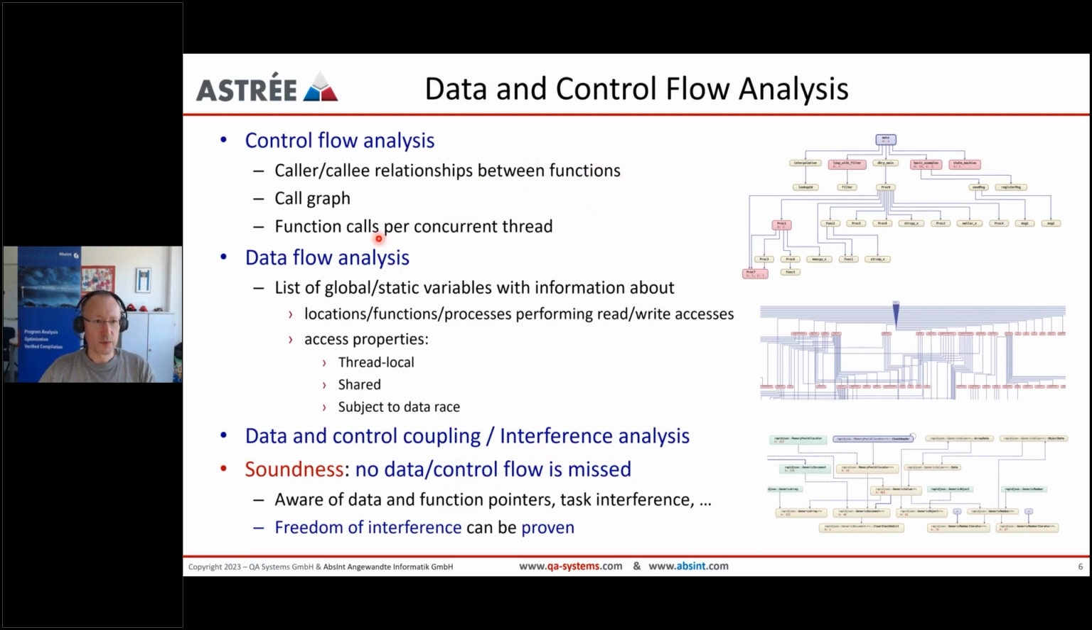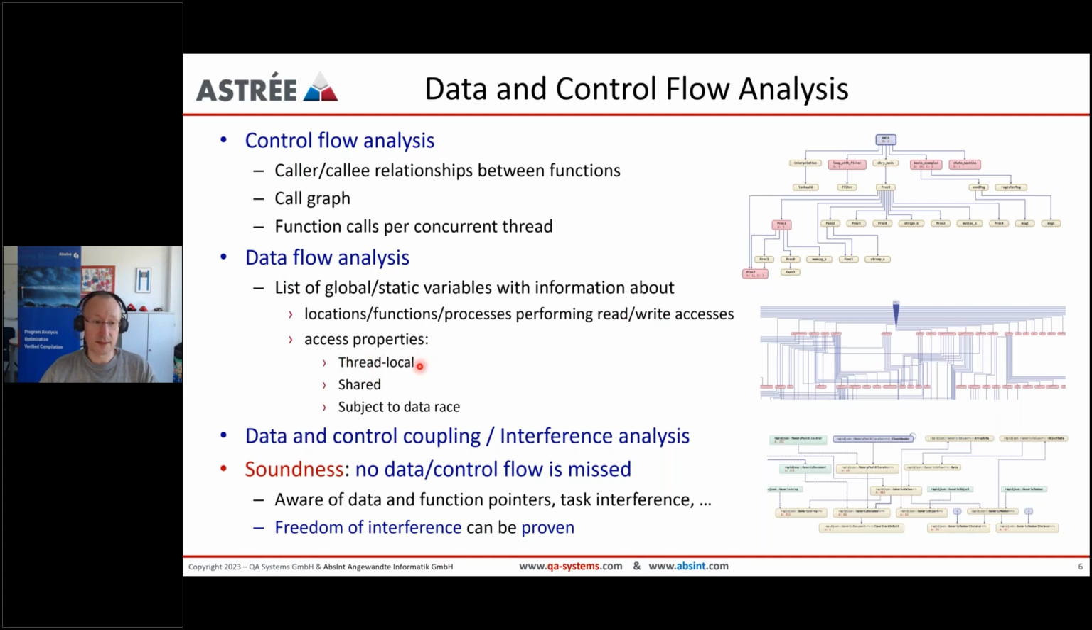And just to summarize what we have seen in the data and control flow view, you can see which functions call which other functions, and possibly also in which task function calls can take place. So either you see all calls which are triggered by all the tasks, all the threads in your program, or you can narrow this down to one particular thread and just see the control flow graph, the call graph for this thread. In the data flow analysis, we see the list of global, static, or out-of-frame accessed local variables, and you see information where there is this access: the location, the function, the process which does the access, whether it's read or write, and what the access properties are.